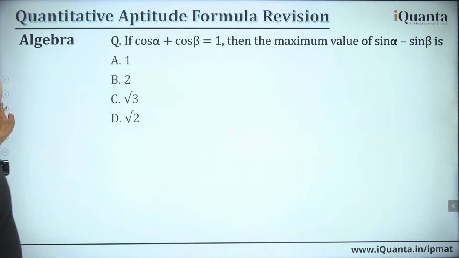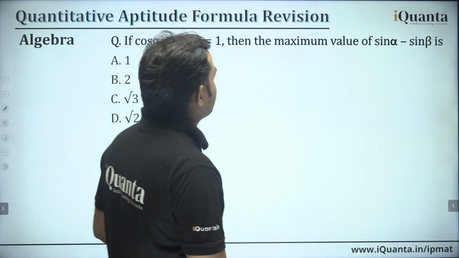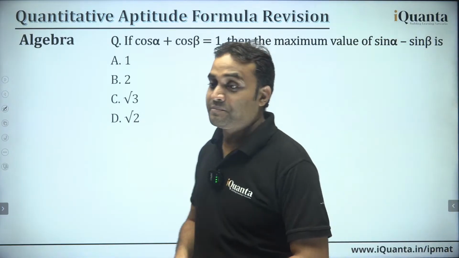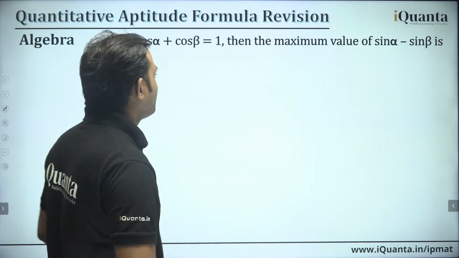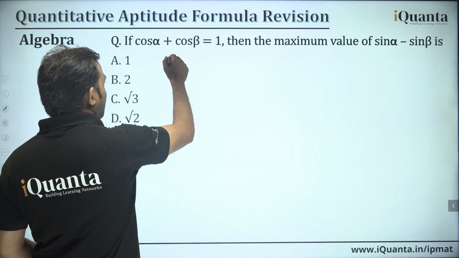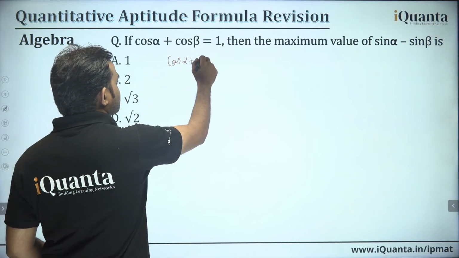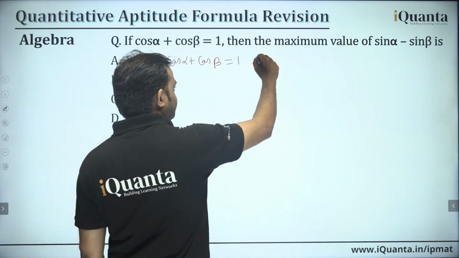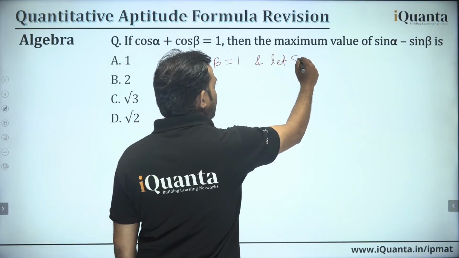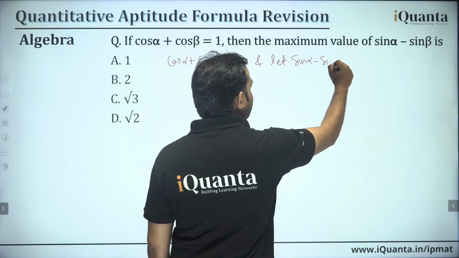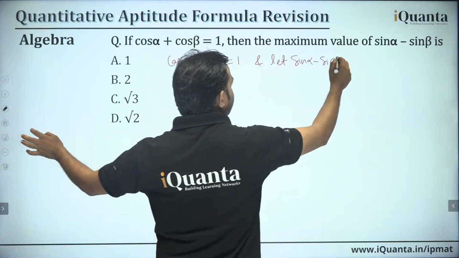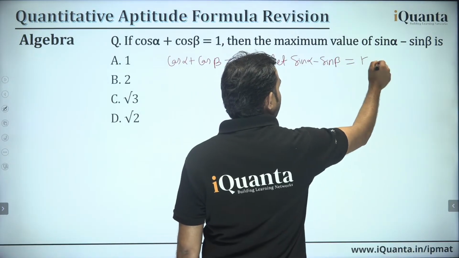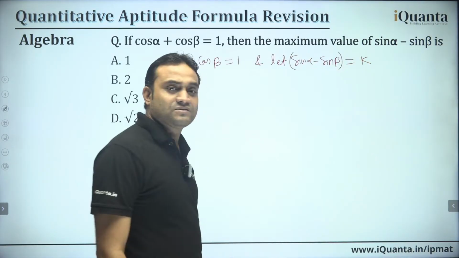So how do we solve this question? If cos alpha plus cos beta is equal to 1, then the maximum value of sin alpha minus sin beta is? So see, what we can do is we know that cos alpha plus cos beta is equal to 1, and let sin alpha minus sin beta is equal to k. So we need to find the maximum value of k, right?